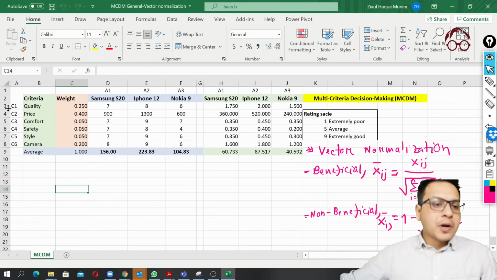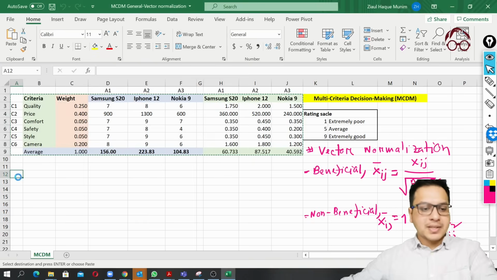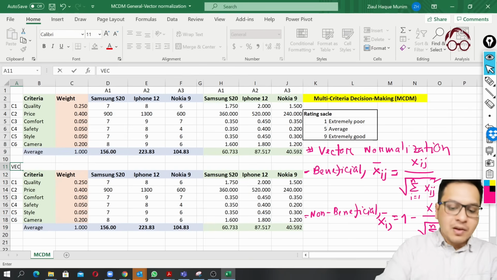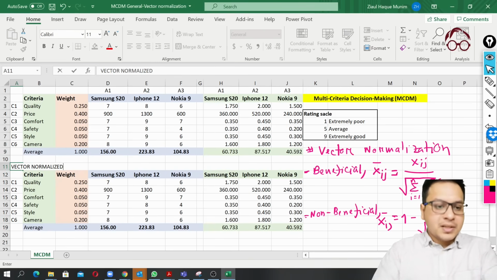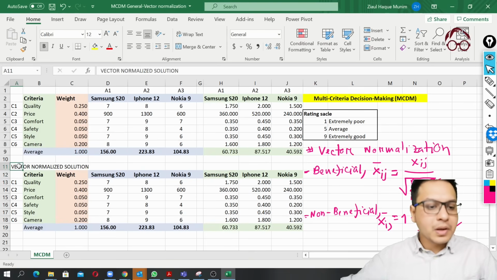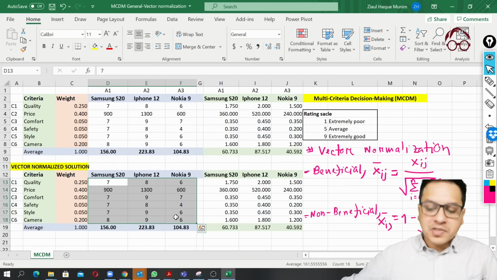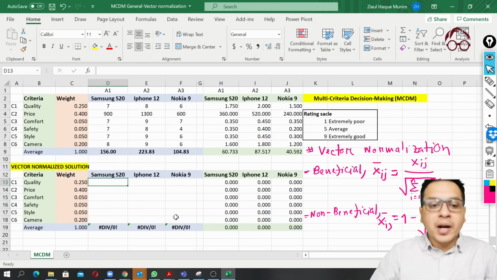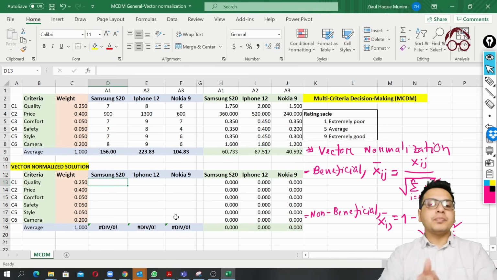Again, what I'm going to do is simply copy this whole part and paste it here, and label it vector normalized solution. I'm just keeping it like this, and I'm going to remove these values here because this is where we will apply the normalization. All other multiplications and calculations are going to be the same.